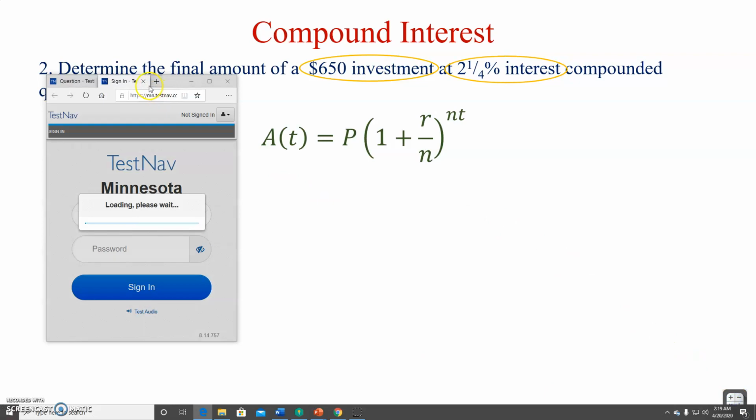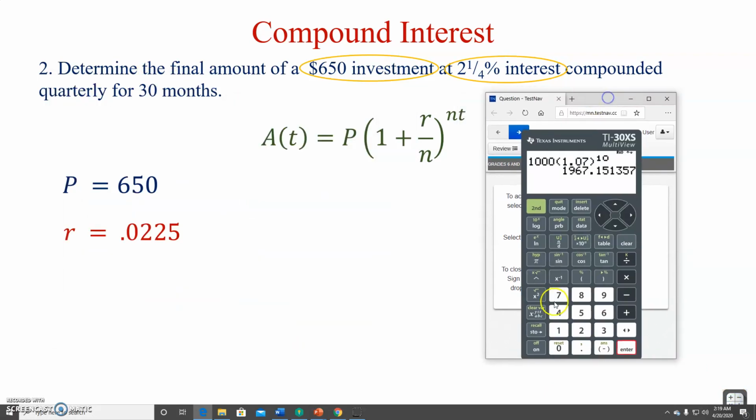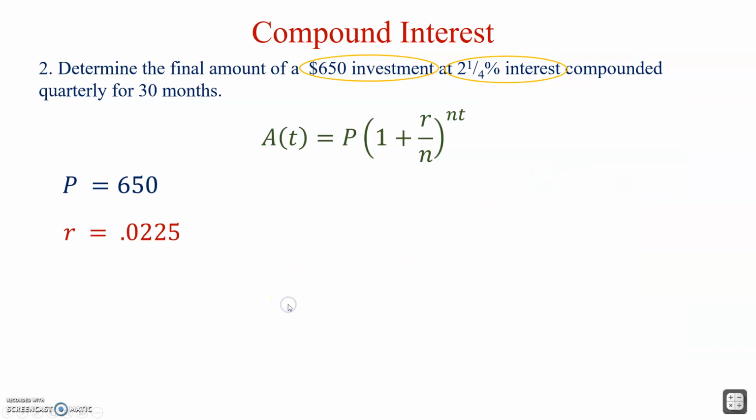To demonstrate, there's our mixed number button. Let's clear this. Mixed number says we got 2.25, 2 and 1/4, and it's a percent. There's our percent button. So second percent. Calculator does all the work for us. There's our decimal, 0.0225. We continue. N is 4 because it was quarterly, and T is going to be 2.5.